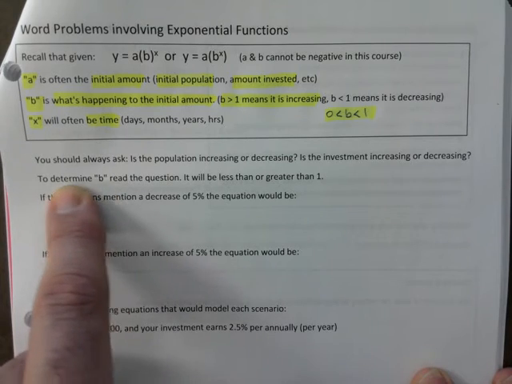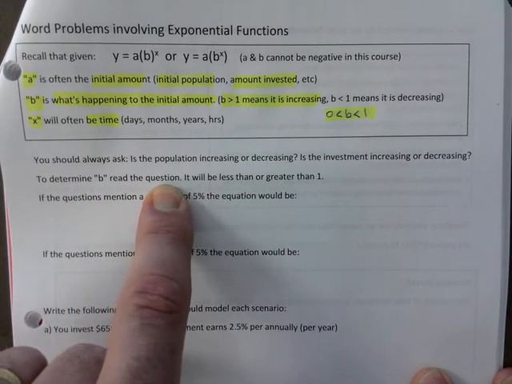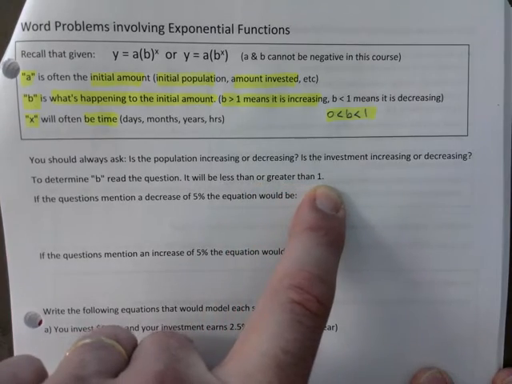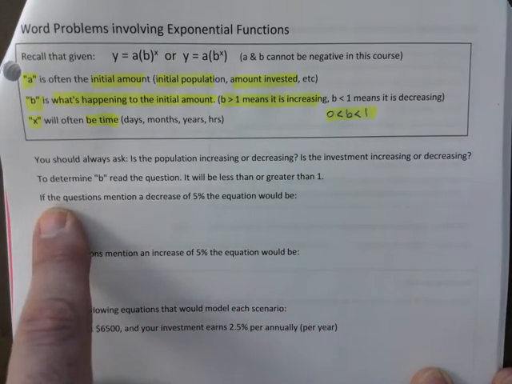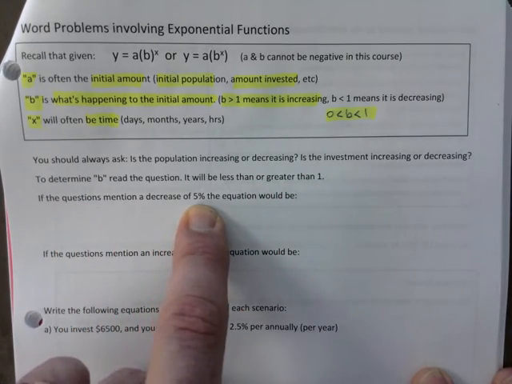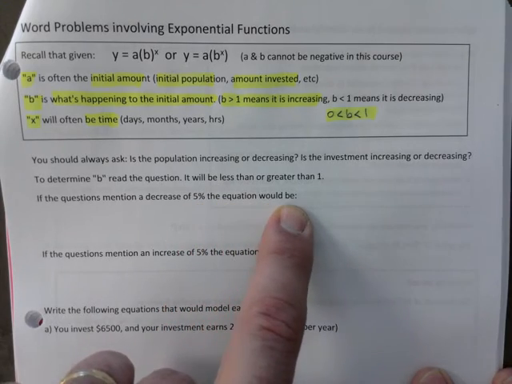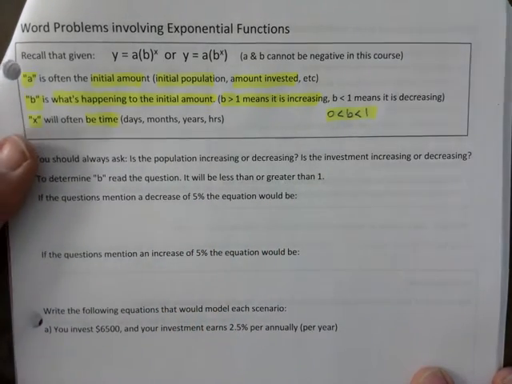To determine B, read the question. It will be less than or greater than 1. If the question mentions a decrease of 5%, the equation would be, watch this.